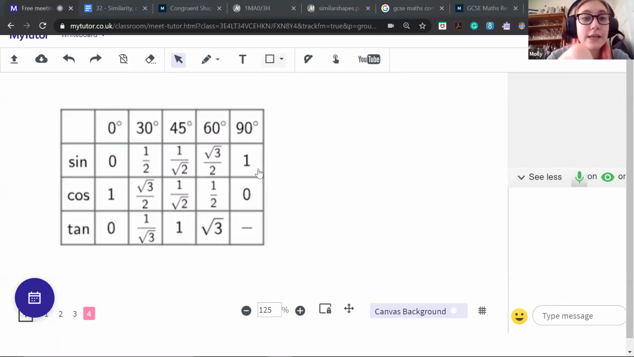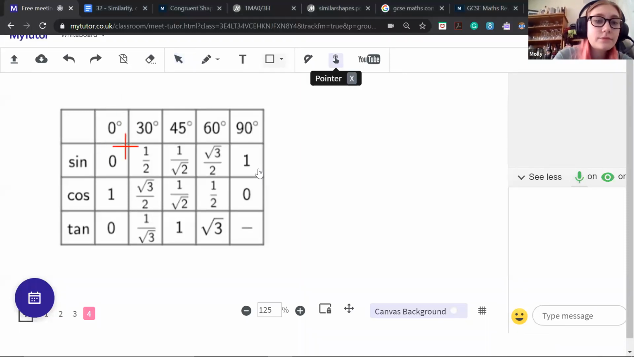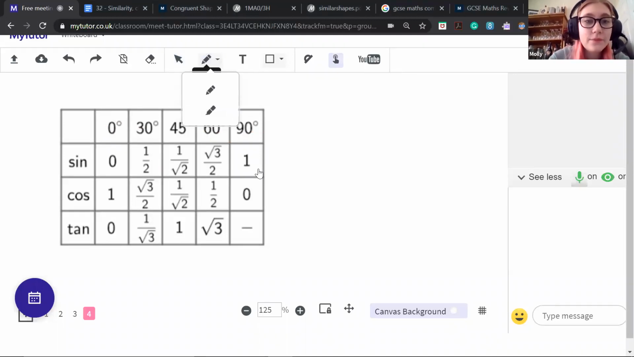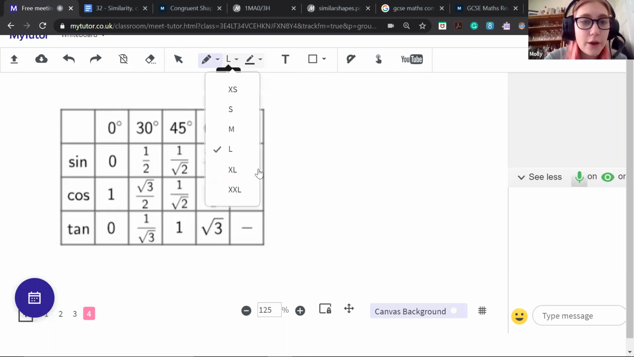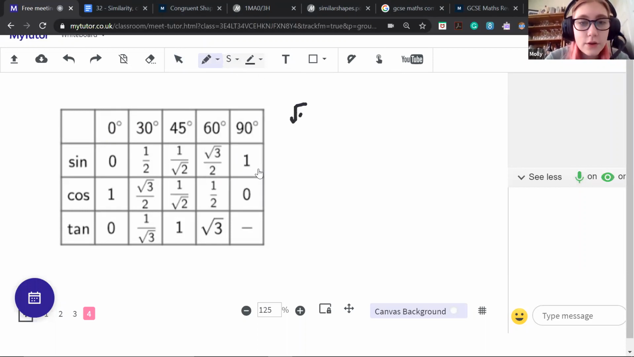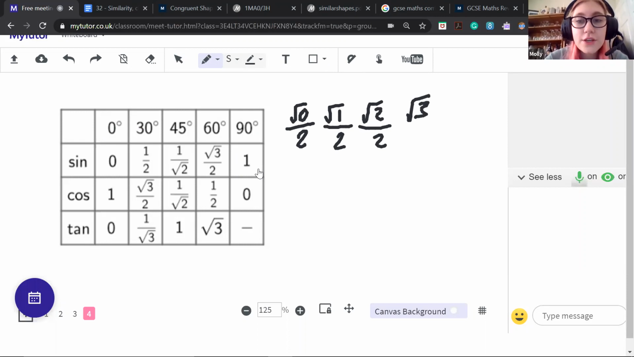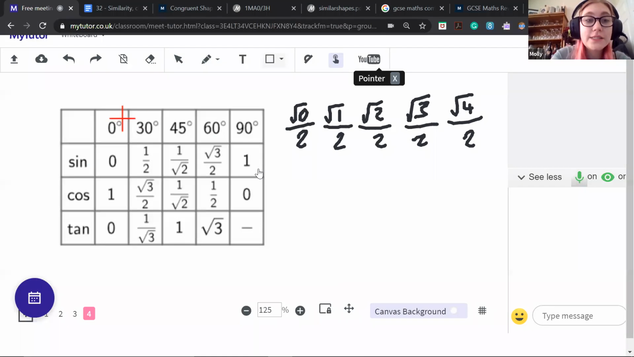Here's how I thought about it. So I always wrote out the table like this, going from 0 up to 90. Now for sine, here's what it is, going all the way across, and I'll prove to you why in a moment. So it's root 0 over 2, root 1 over 2, root 2 over 2, root 3 over 2, root 4 over 2. So for sine, going from 0 up to 90, so 0, 30, 45, 60, 90, this is what it is.